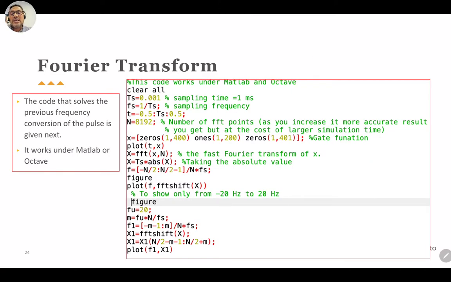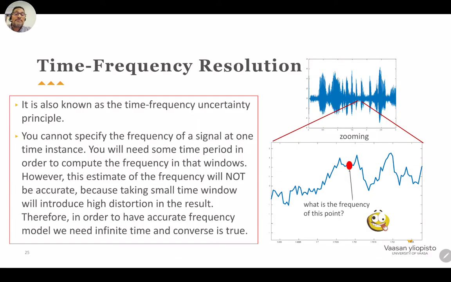Okay, I just put here some small code to make the calculation, or to simulate this Fourier transform, using MATLAB, or you can use Octave with the same code, but let us skip this one.